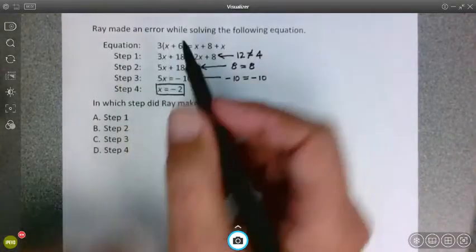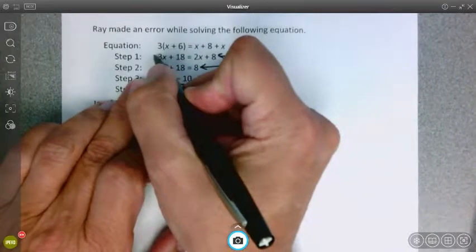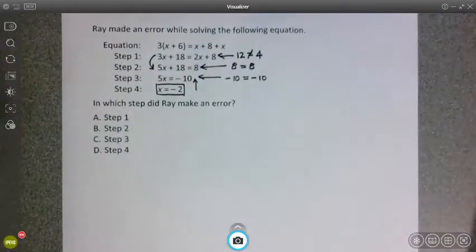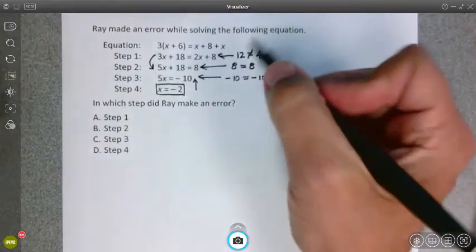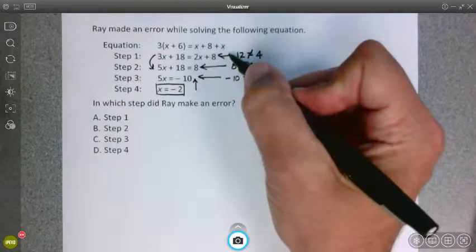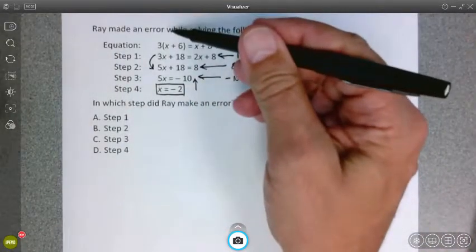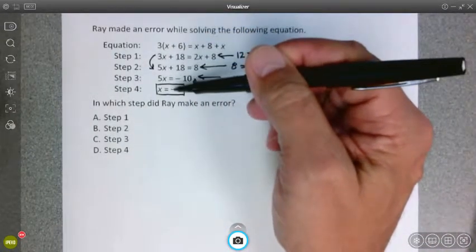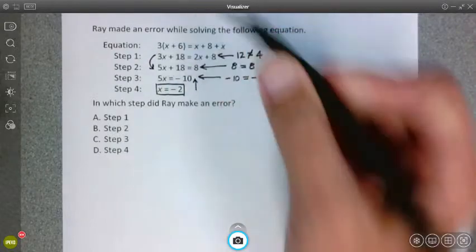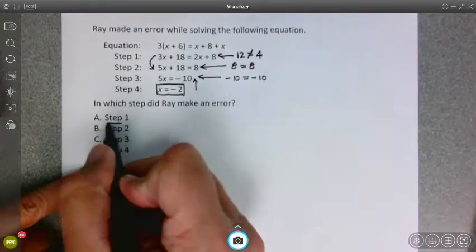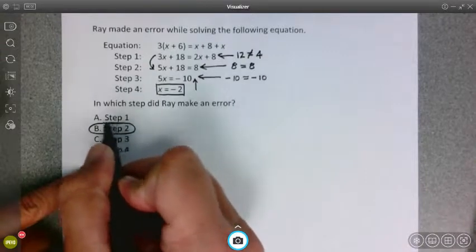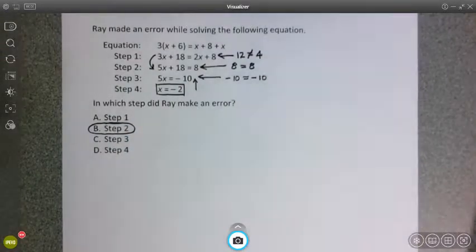That means that between step 1 and step 2, there must have been a mistake made, because going backwards from step 2 to step 1 is when I see that x equals -2 doesn't work. Since we're really trying to solve the equation going downward, in step 2 there must have been an error made algebraically that led to an incorrect solution.